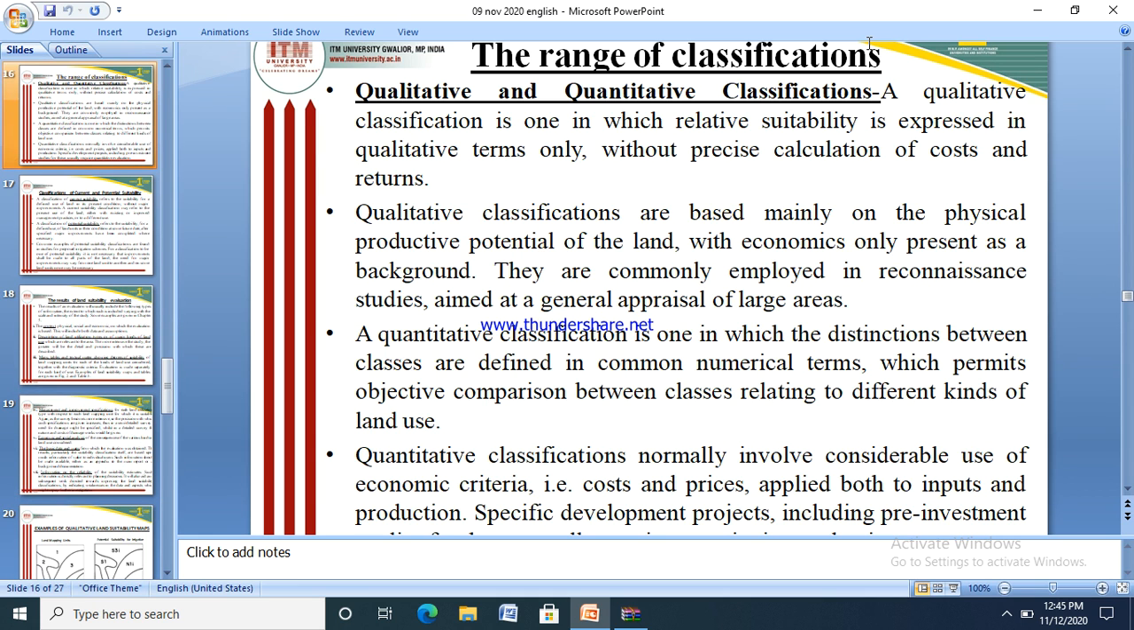The range of classification, qualitative and quantitative. Qualitative classifications are based mainly on the physical productivity potential of the land, with economics only present as a background. They are commonly employed in reconnaissance studies aimed at a general appraisal of large areas. A quantitative classification is one in which the distinctions between classes are defined in common numerical terms, which permits objective comparison between classes relating to different kinds of land use.